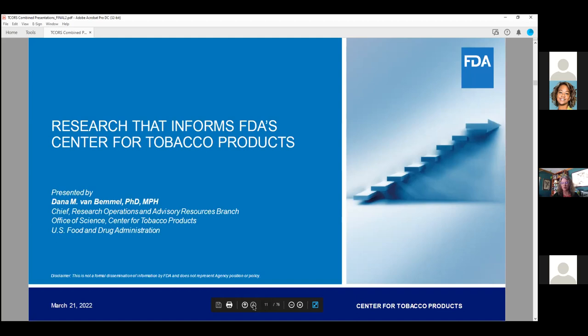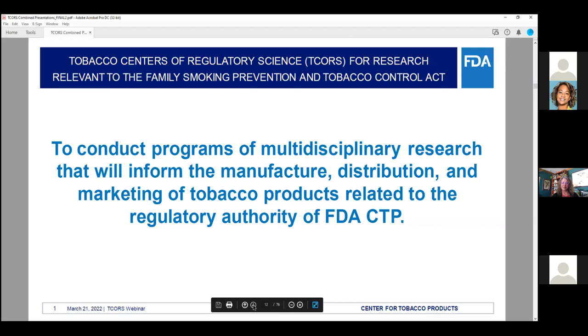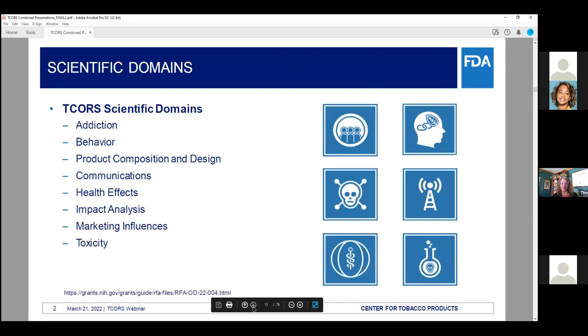So as Helen mentioned, this webinar is specific to the Tobacco Centers of Regulatory Science. The main goal of this program is to fund multidisciplinary research that will inform CTP's regulatory authorities, so the manufacture, distribution, and marketing of tobacco products. Within this specific funding opportunity announcement, we have laid out 8 scientific domains. I would encourage you to go specifically to the published RFA to look more closely at these scientific domains for specific examples, but these are the 8 areas of research that we've highlighted and we'll touch on as we work our way through the webinar today.